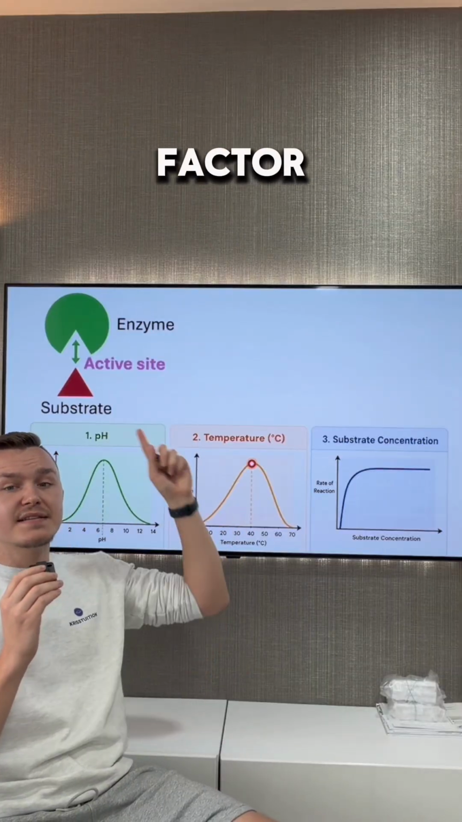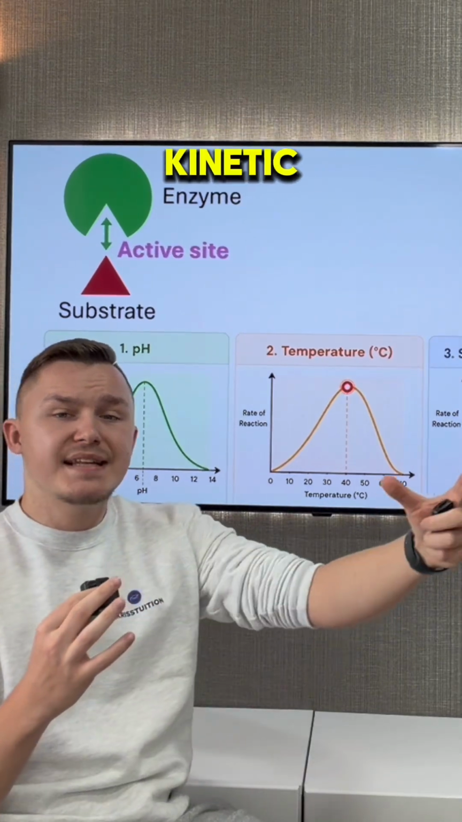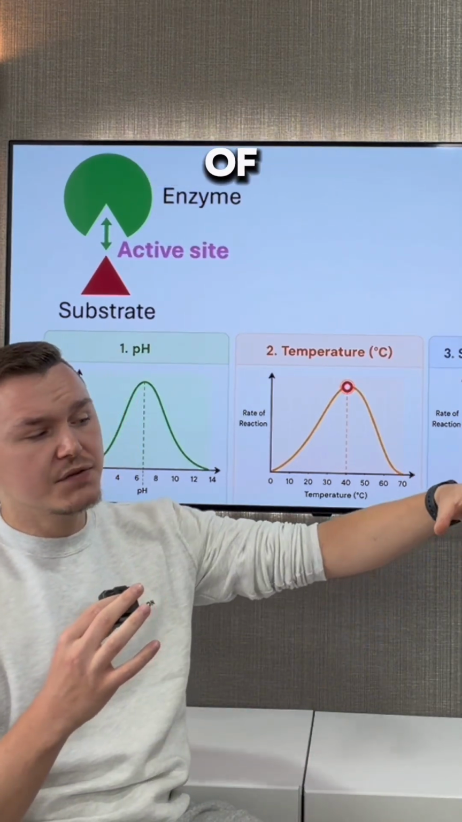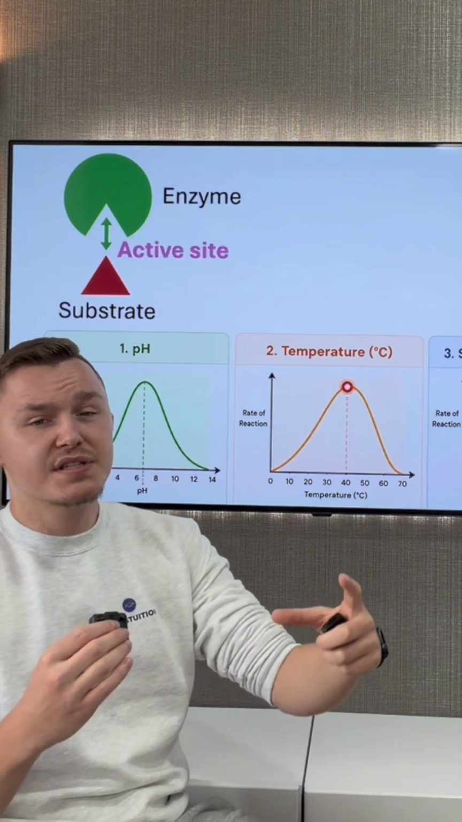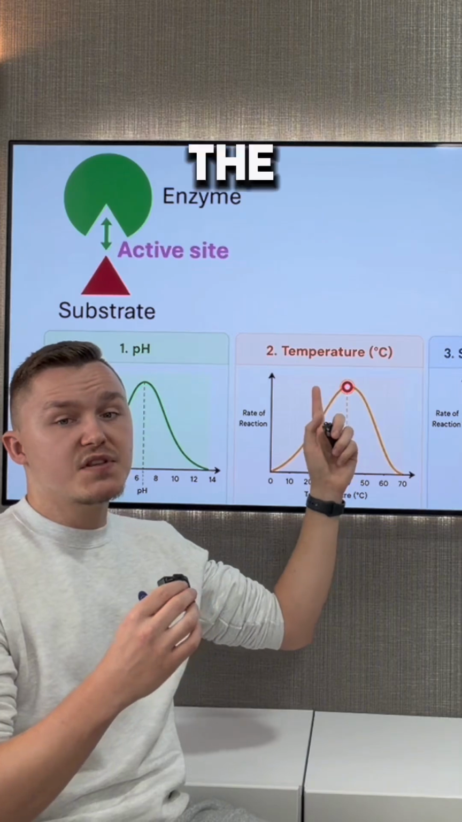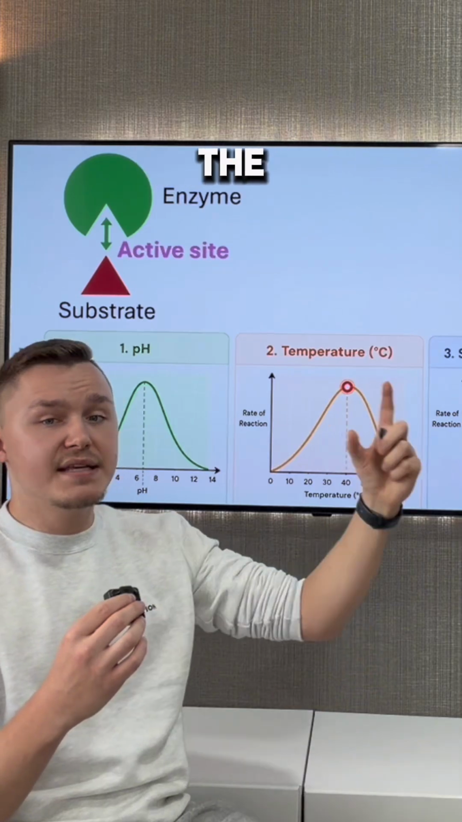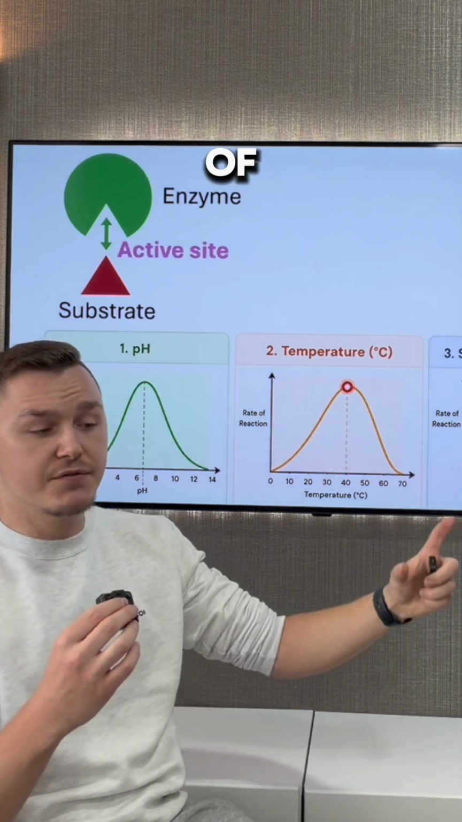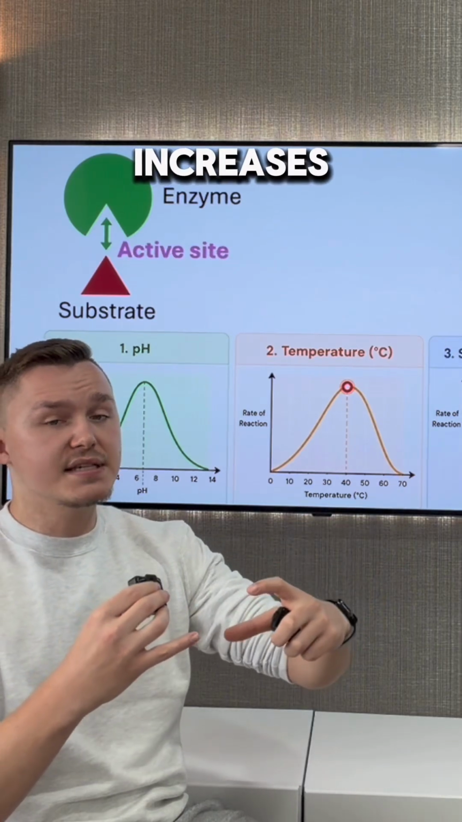Temperature is another factor that affects enzyme function. If the temperature is too low, there's not very much kinetic energy. So the likelihood of a substrate randomly hitting an active site is very low because they're moving around so sluggishly. But as the temperature increases up to the optimum temperature, the kinetic energy of the substrate and the enzymes increases, so the likelihood of a random connection of a substrate and an active site increases.